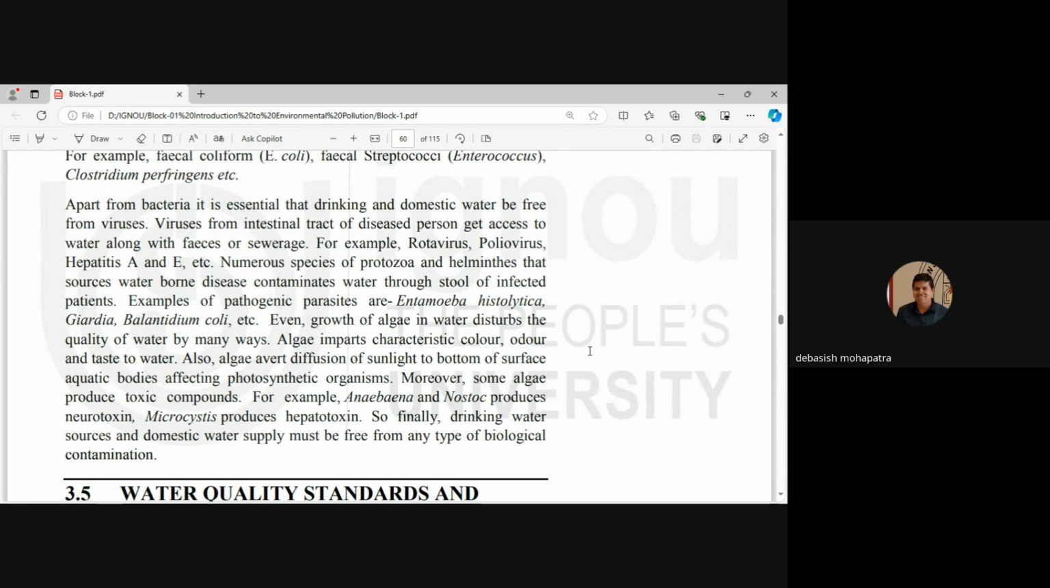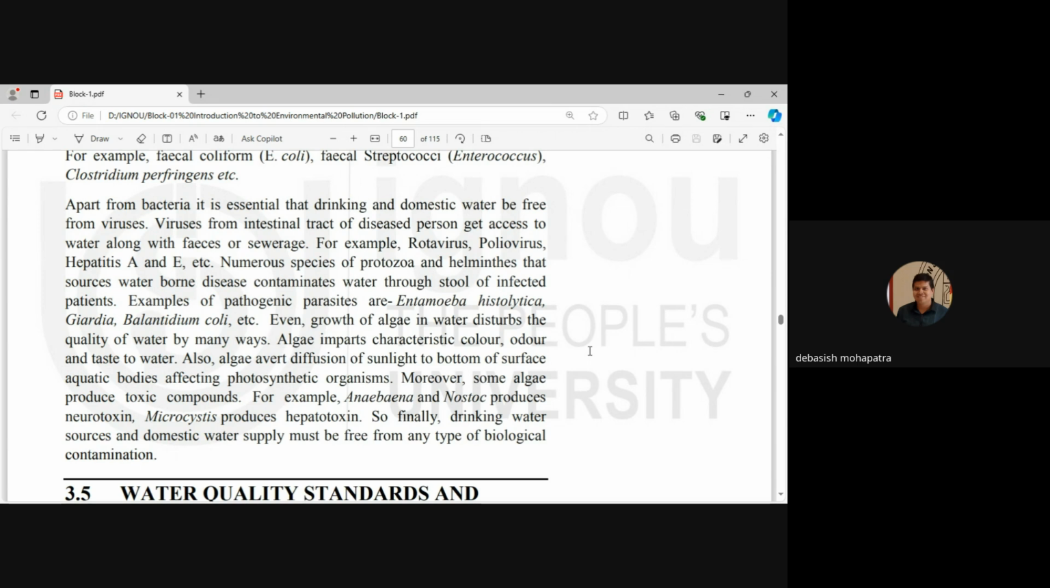Numerous species of protozoa and helminths that cause waterborne disease contaminate water through the stools of infected patients. Examples of pathogenic parasites are Entamoeba histolytica, Giardia, Balantidium coli, etc. Excess growth of algae in water disturbs the quality of water in many ways.